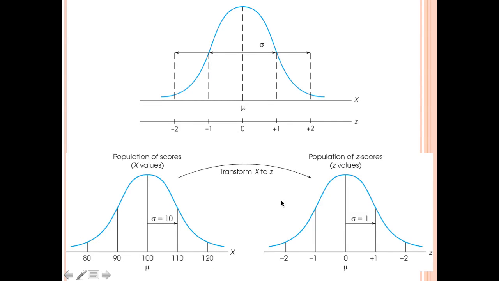So here is a picture. The top one is a normal probability curve, which has a mean of 0 and a standard deviation of 1. Then a population of scores has a mean of 100 and a standard deviation of 10, and you can transform that into a population of z-scores, which would then have a mean of 0 and a standard deviation of 1.